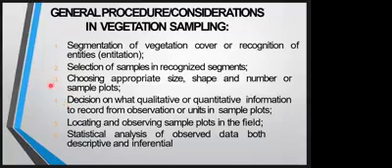Another general procedure we have is the selection of samples in recognized segments. And of course, that's what we saw a while ago in the segmentation. So meaning there are certain areas that need to be planted, or where vegetation can be placed, or there is a presence of vegetation, or the area is not suitable for vegetation. That's what the segments show, no? Segmentation.